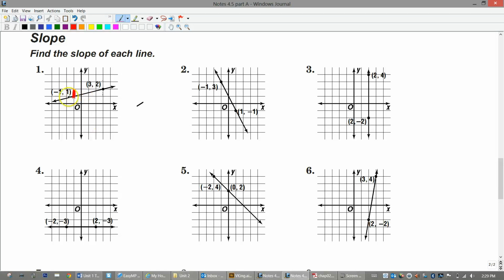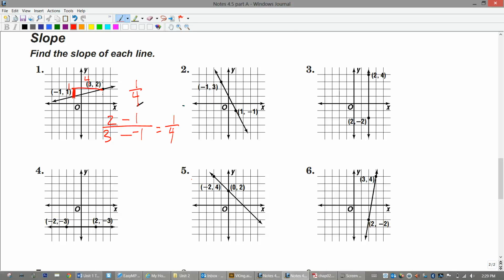Rise over run. If you rise 1 and run 4, that's 1/4. It's positive. Rise over run, 1 over 4. Or you could use the slope formula and label the points if you want. 2 minus 1, 3 minus negative 1, 1 over 4 again. Same deal. The second way is algebraically. The first way is geometrically, just looking at the picture.